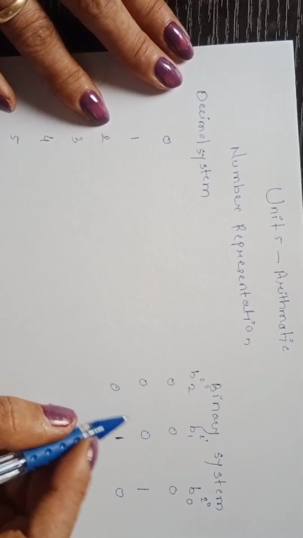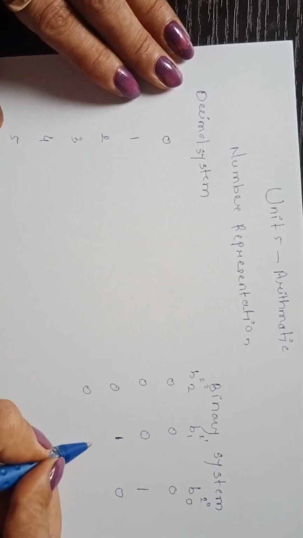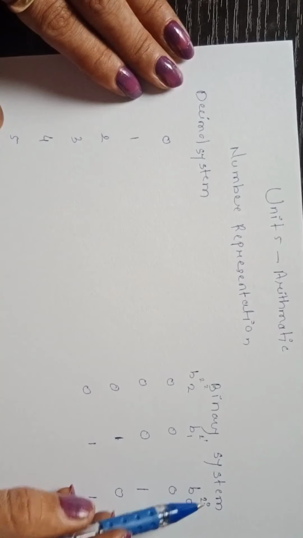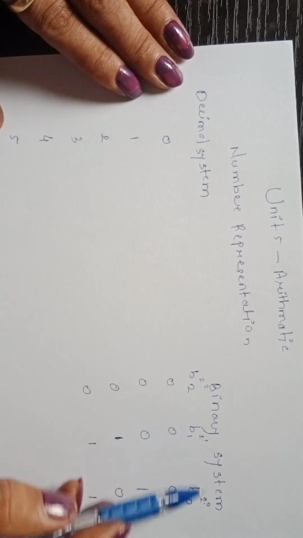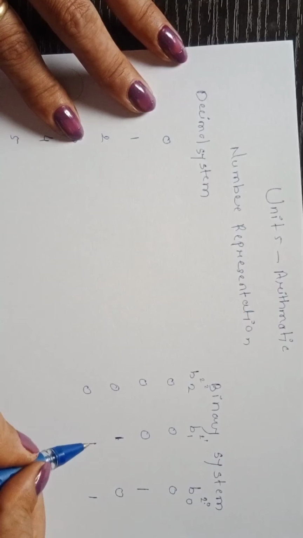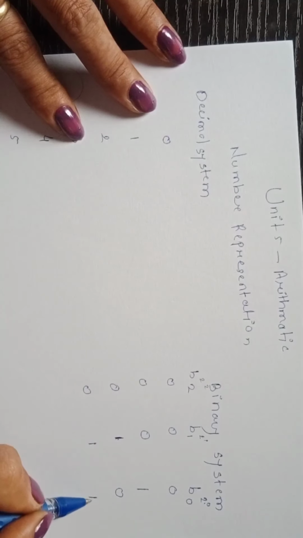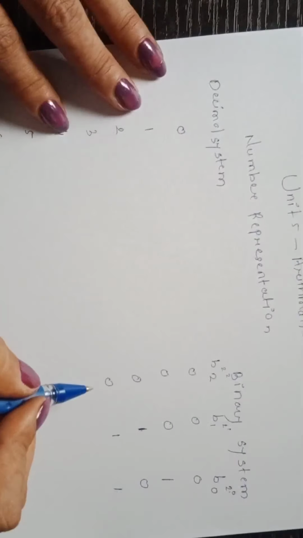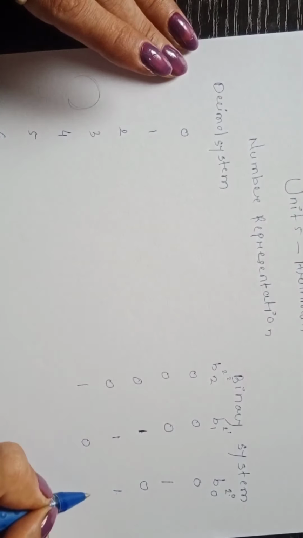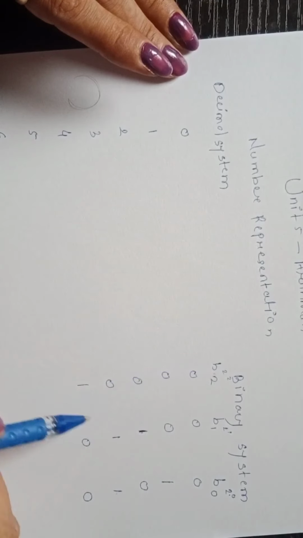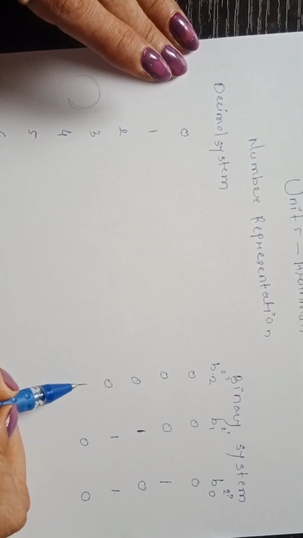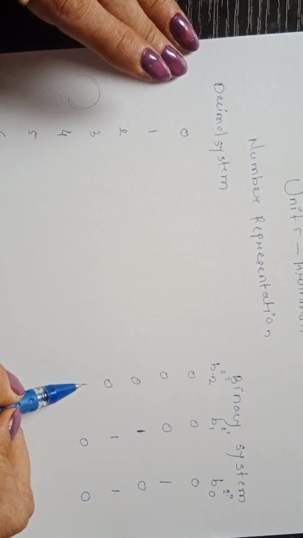Then 3 is 0 1 1. Now 2 to the power 0 is 1 and 2 to the power 1 is 2. 2 plus 1 is 3. That's why we have to write these two bits as 1 and 1. Then for 4 it is 1 0 0. Now which bit will become 1? 2 to the power 2. Directly, 2 to the power 2 is 4.